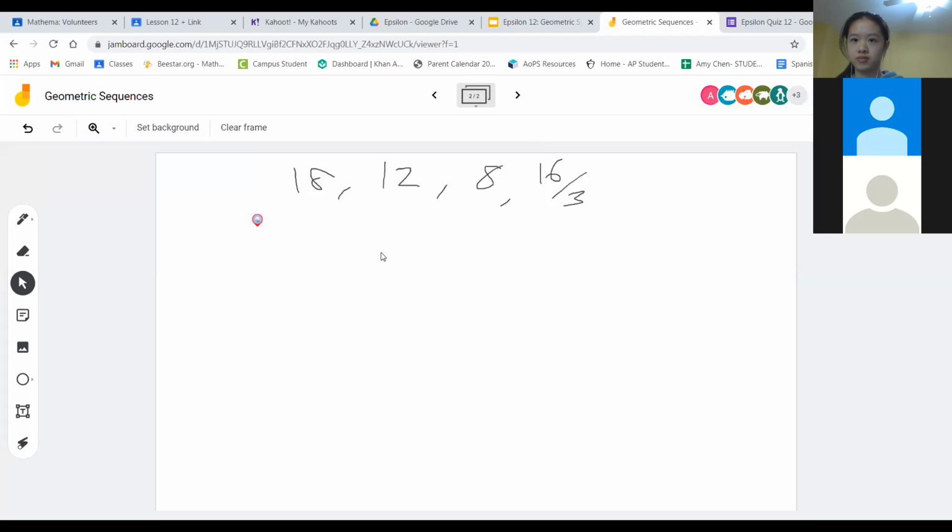Now that I have the common ratio, I need to find the first term. It's obvious that the first term is 18, pretty straightforward. And now we need to find n. Remember, n is the term that we are looking for, and the term that we are looking for is 7. Now that we have these three main components, we can solve the problem.